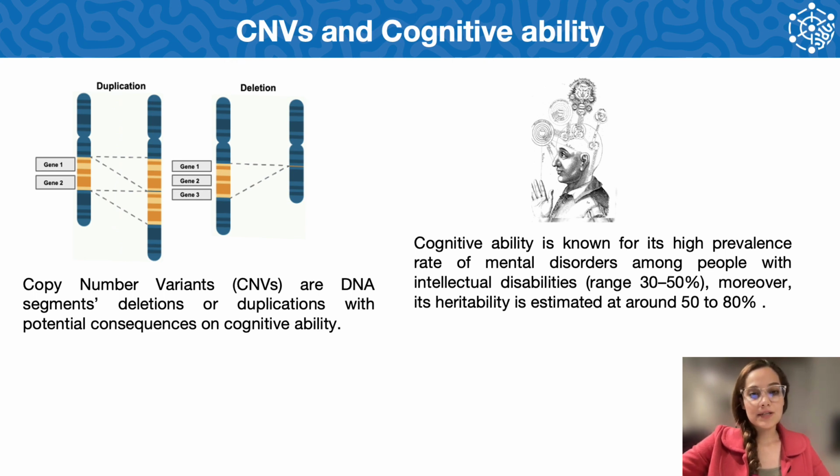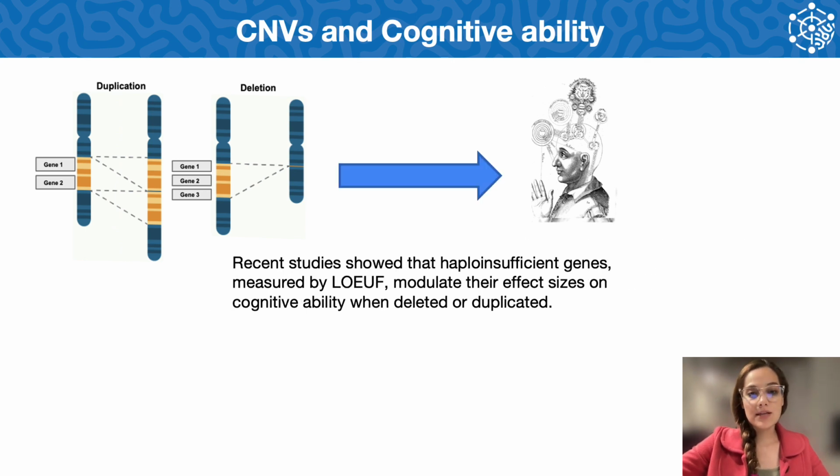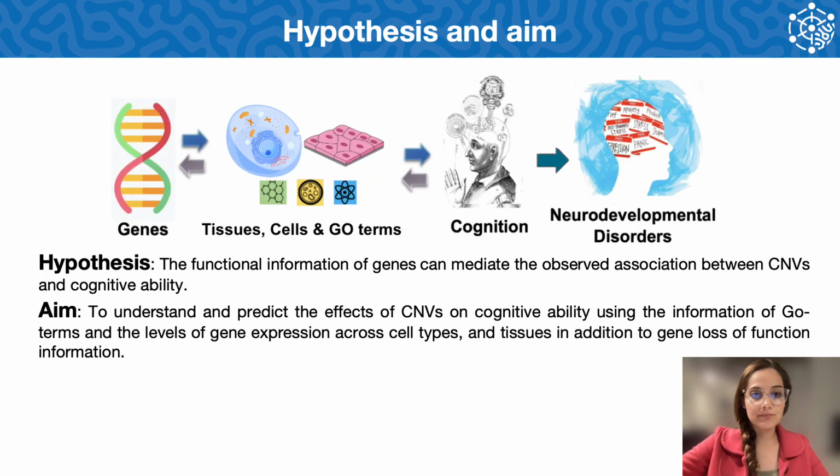Copy number variants, or CNVs, are DNA segments, deletions or duplications, with potential consequences on cognitive ability. Cognitive ability is known for its high prevalence rate of mental disorders among people with intellectual disability. Moreover, its heritability is estimated at around 50 to 80%. Research studies show that haploinsufficient genes, measured by LOEUF, modulate the effect size on cognition when deleted or duplicated.